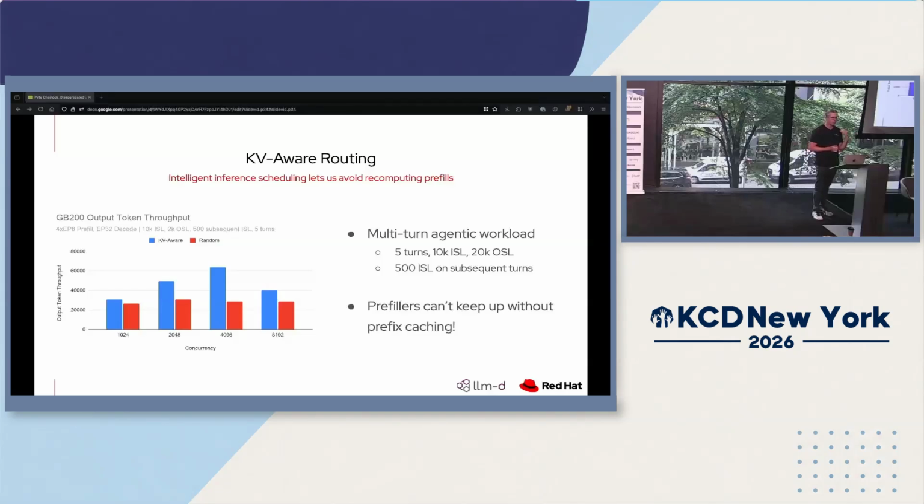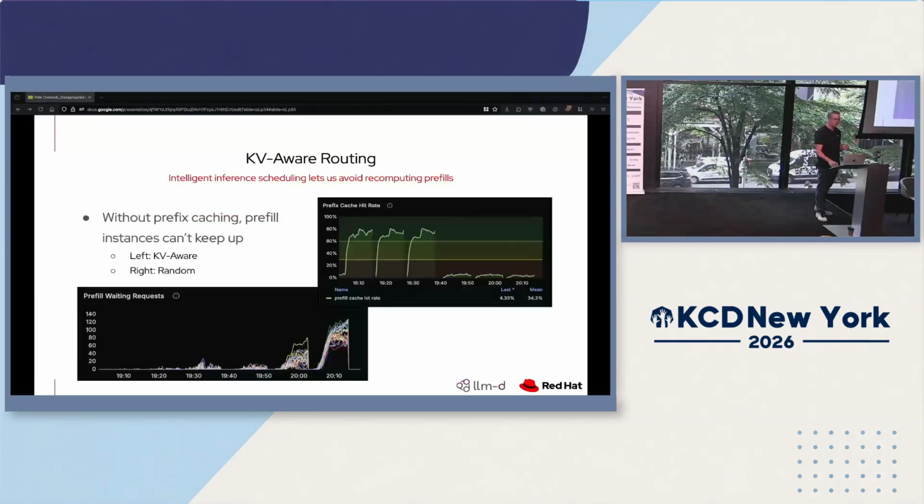So in this scenario, we run a brutal multi-turn agentic loop. It's an input sequence length of 10,000 tokens, output sequence length of 2,000 tokens, and continually adding over this 5-turn conversation. And essentially, without prefix caching, your prefillers are never going to keep up and your decoders are sitting idle. And again, we want these GPUs to be running at 100% all the time.